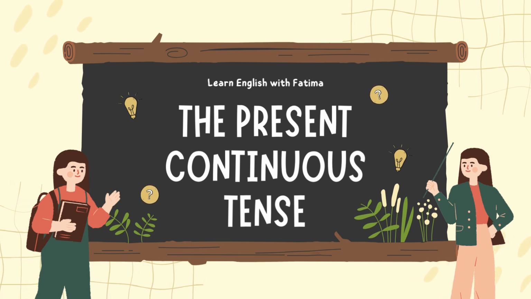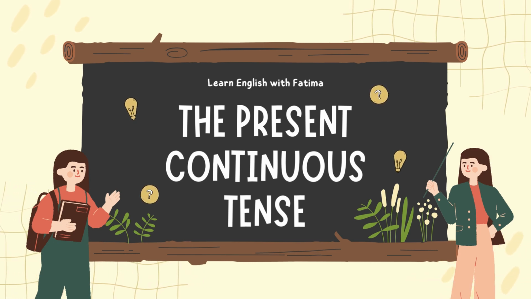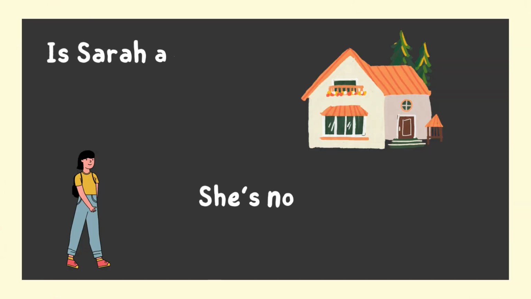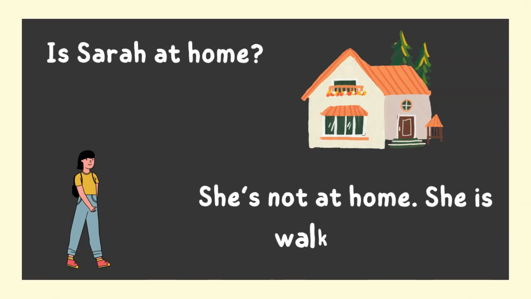Today we're going to talk about the present continuous tense. Let's get started. Is Sarah at home? She's not at home. She is walking to school. This is an example of the present continuous tense. She is walking to school.